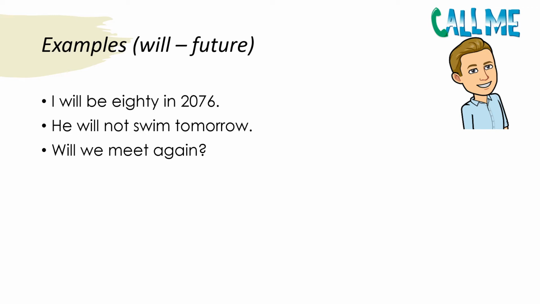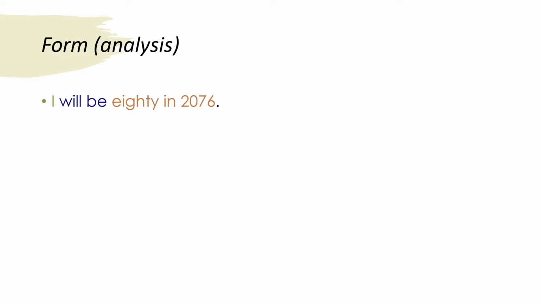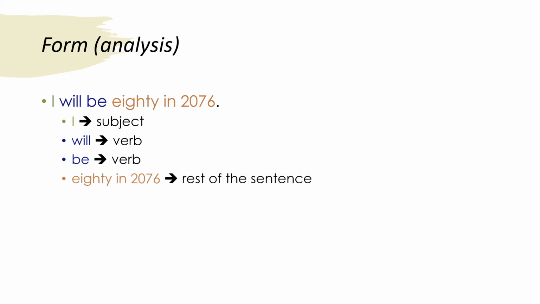To understand how we form the future simple, we have to examine these sentences a bit further. So let's take a look at the first one. I will be 80 in 2076. If we analyze this one, we notice the following. I is the subject, will my verb, be also a verb, and 80 in 2076 is the rest of the sentence. For now, it is important that we focus on the verb. In this case, the verb is will be. This means the verb is consisting out of two verbs.